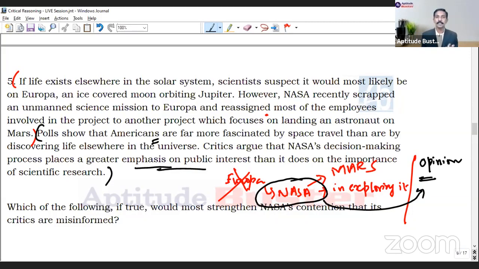So while you read the text, you could easily understand it has two different segments. One talks about NASA and NASA's mission. It says earlier NASA was interested in exploring Europa, and now it is working on Mars. The other segment says the opinion poll states that common people are more interested in space travel. And a few critics connect the opinion of the people to NASA's decision in shifting their mission from Europa to Mars.